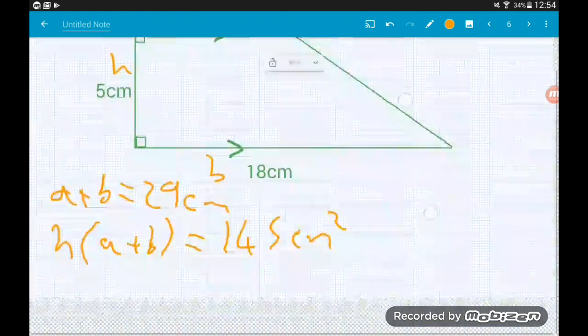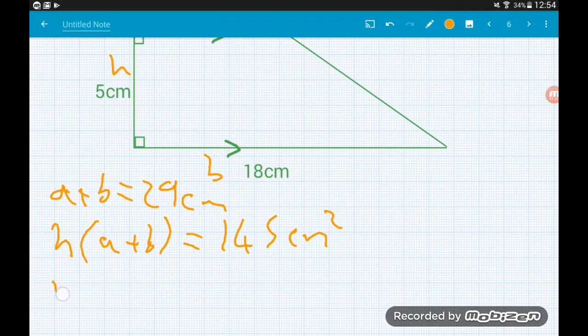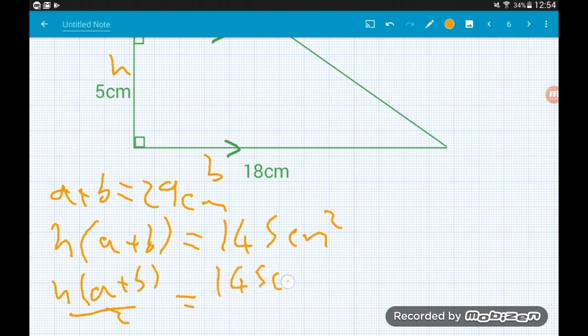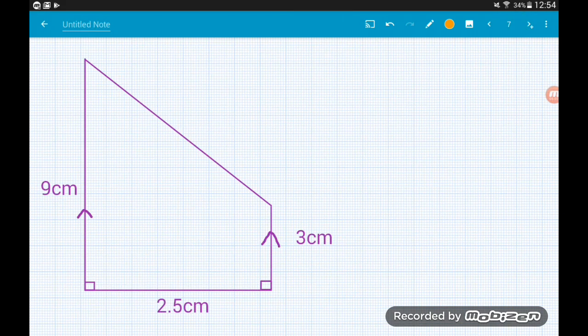So then, the area of our trapezium, height times A plus B, all divided by 2, is 145 centimetres squared divided by 2, which gives us then an area of 72.5 centimetres squared. Jobs are getting there. Okay, we'll look at one more.